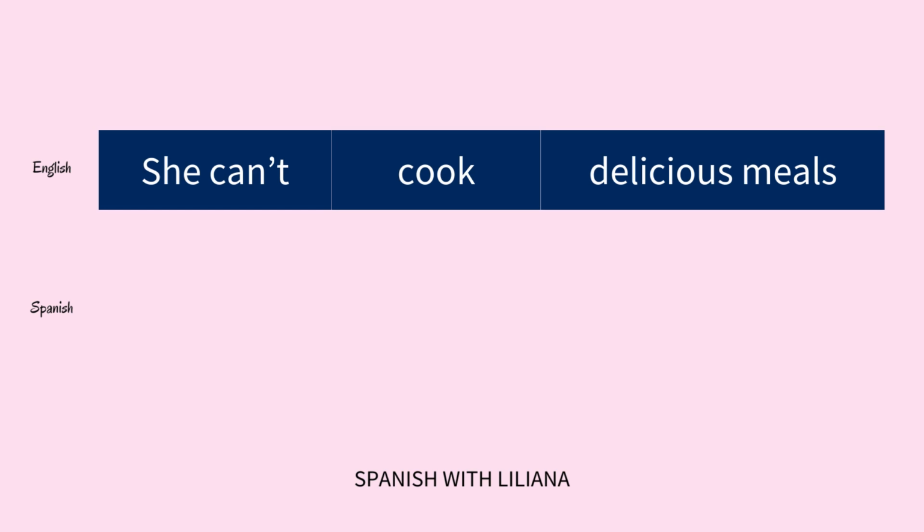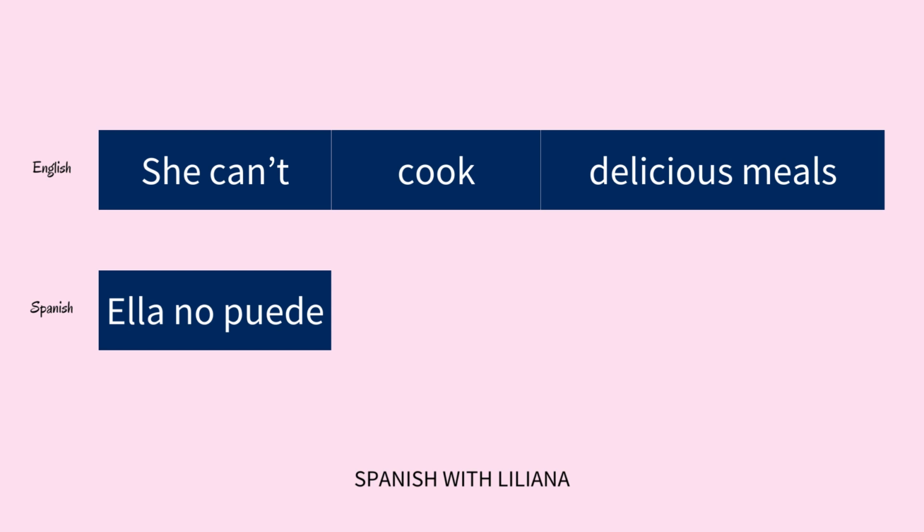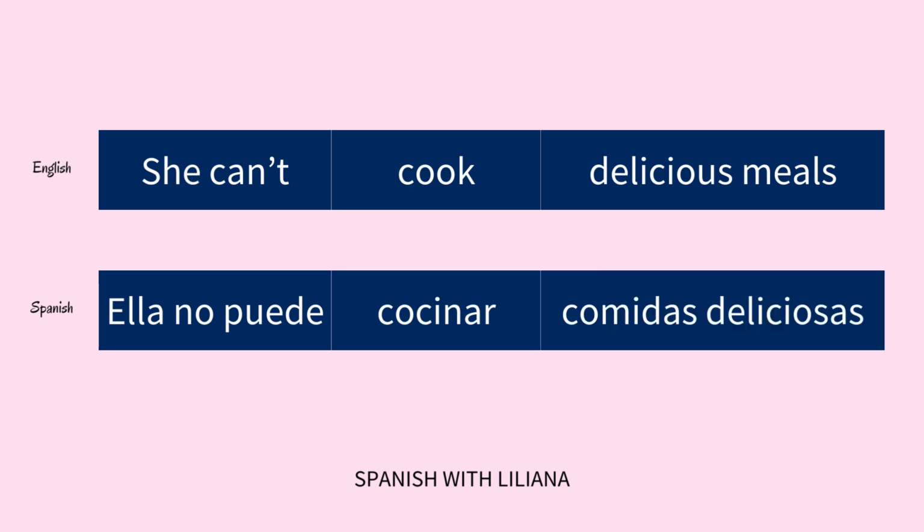So how do we turn that into a negative sentence? She can't cook delicious meals. She is ella. And can't or cannot, no puede. Ella no puede. How do you say cook? Cocinar comidas deliciosas. Ella no puede cocinar comidas deliciosas. So here again we can drop the pronoun and just say no puede cocinar comidas deliciosas. But if you're using the pronoun, just remember that no comes between the pronoun and the verb.